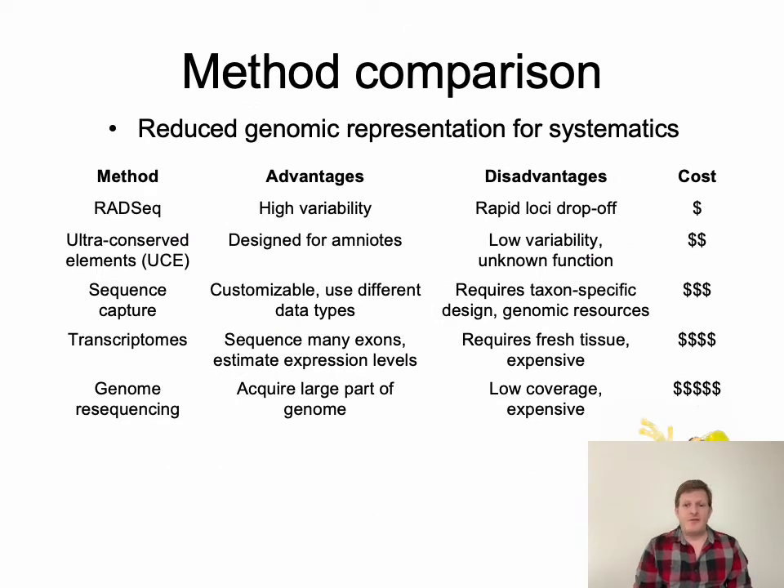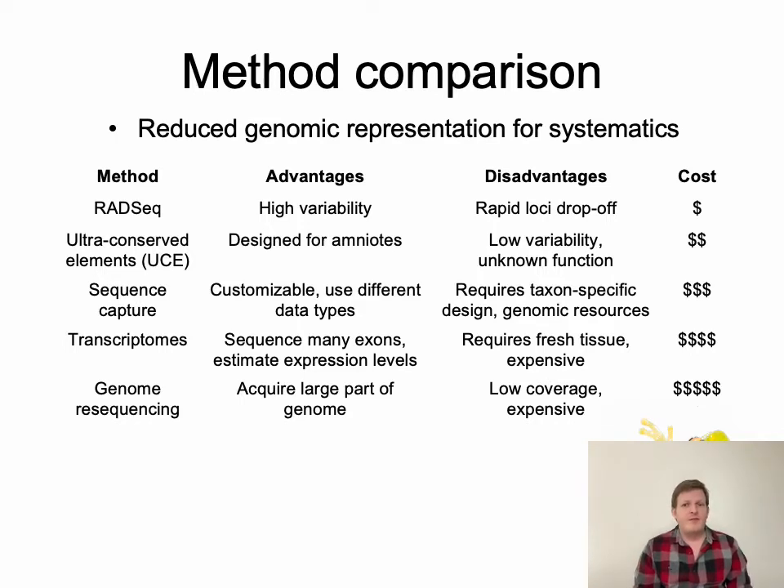In systematics and population genetics, there are a variety of approaches that can be used to obtain genomic scale data. These methods have their own sets of advantages and different disadvantages, from differences in cost to the phylogenetic breadth that the method can work with.